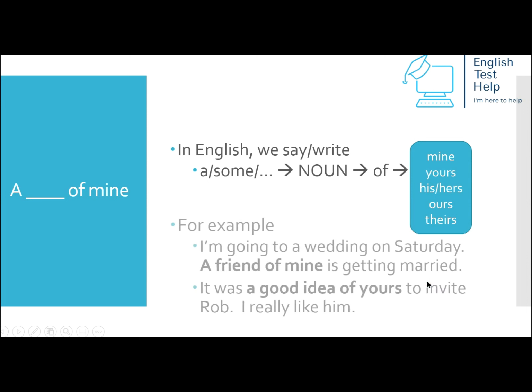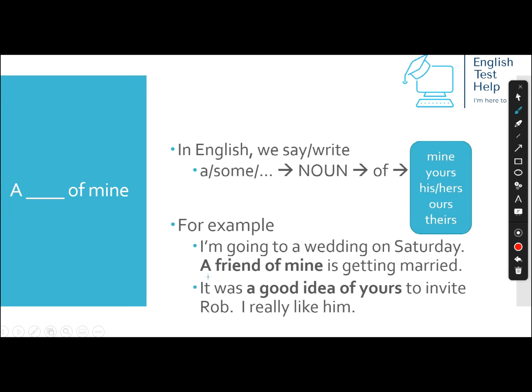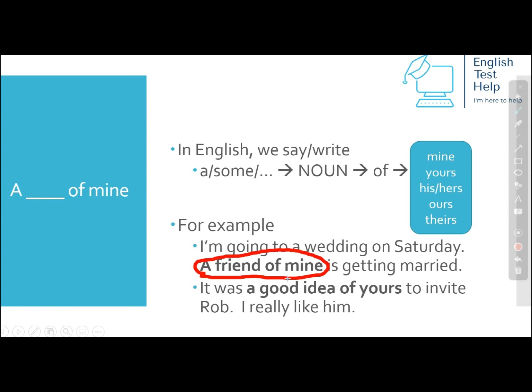Here are some examples. I'm going to a wedding on Saturday. A friend of mine is getting married. It was a good idea of yours to invite Rob. I really like him. And notice, all of this is one noun phrase. Let's go to the next one.